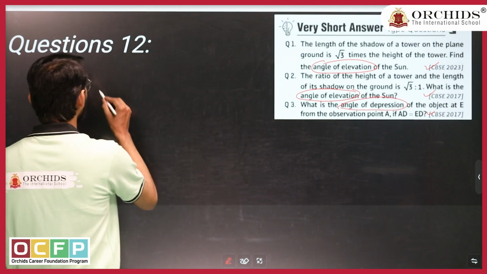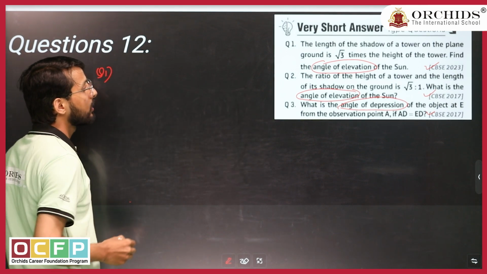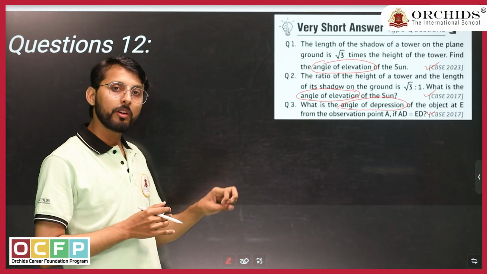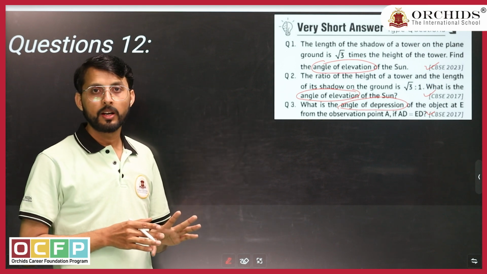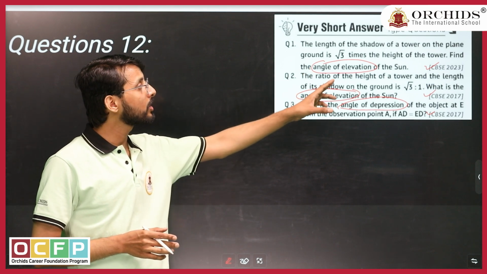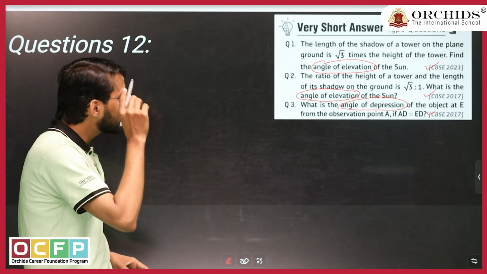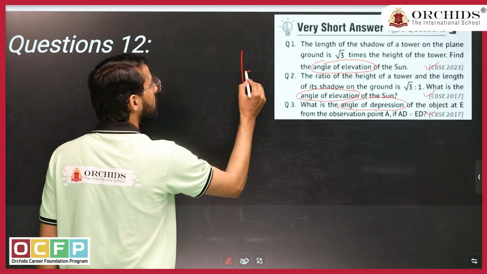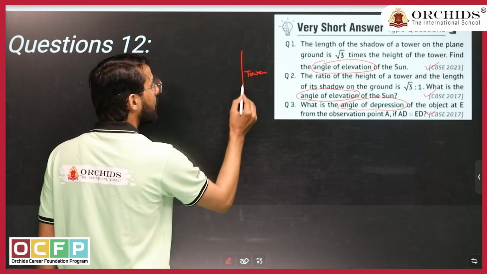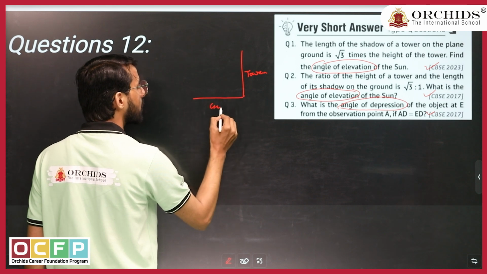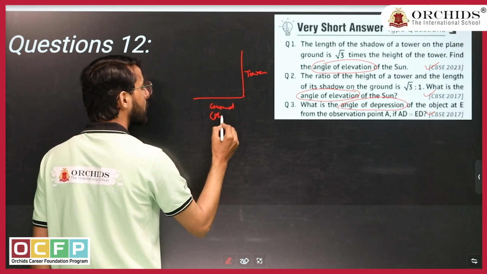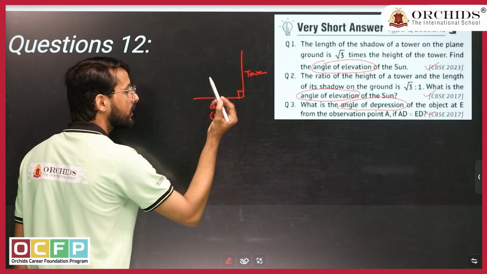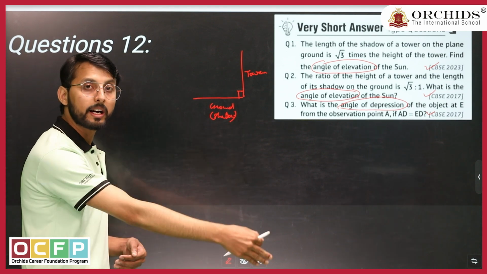Now if we start with the first question, question number 1. You can see the length of the shadow of a tower. In any trigonometrical question, if it is an MCQ, it is very easy to solve. But since this is not an MCQ, it is a very short question, a 2 marker, so just keep a rough diagram in your brain. Suppose this is a tower, and its shadow should be on the ground. So this should be the ground. On the ground, you are going to get a shadow of the tower. The angle between the tower and its shadow is always 90 degrees. I have to make a right angle triangle.